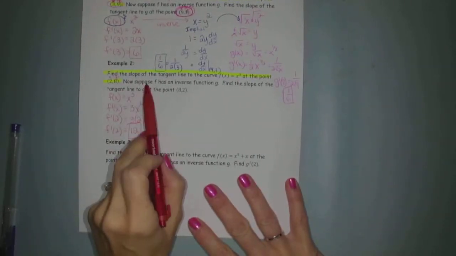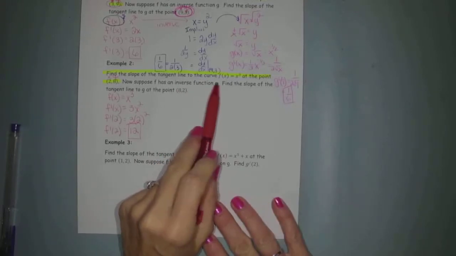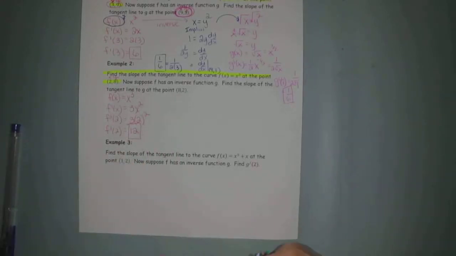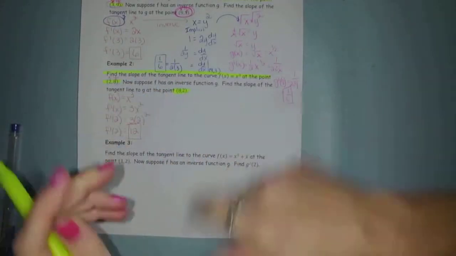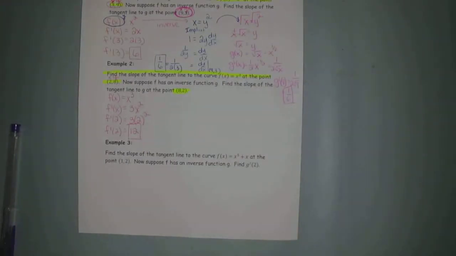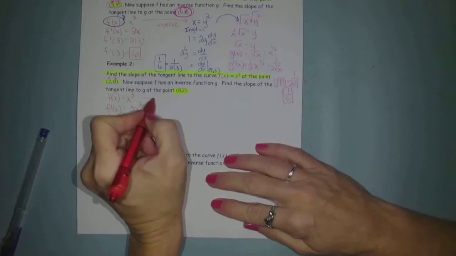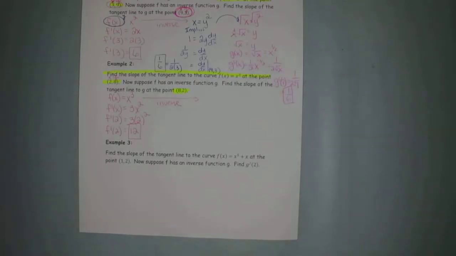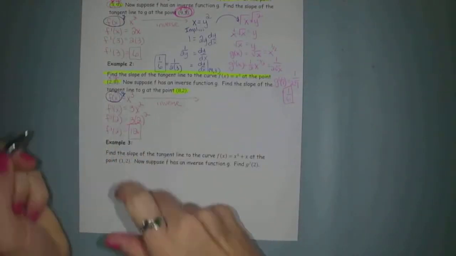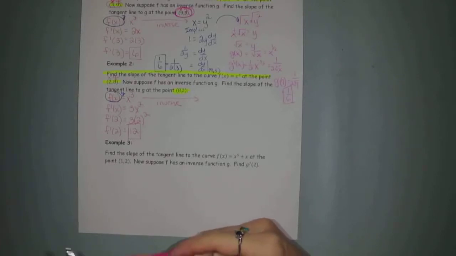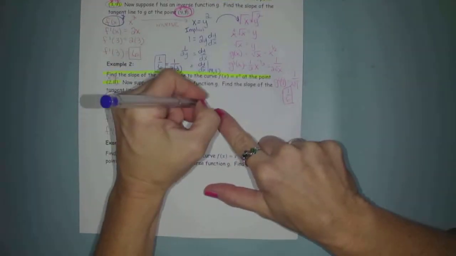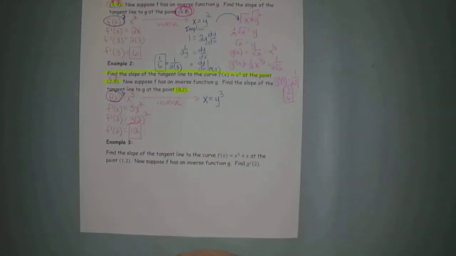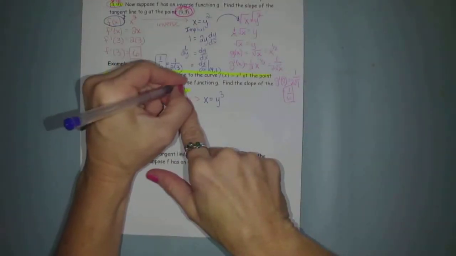Now suppose f has an inverse function, g. Find the slope of the tangent line to g at the point 8, 2. See how the point flipped around? X and y changed. That's the definition of inverse, so we'll go for it. So we're going to throw our function through the inverse machine, my imaginary inverse machine. And so if we think of f of x as being like y, we have y equals x cubed. So if we switch it, we're going to have x equals y cubed, and that's the inverse. Now I want the slope of that inverse at this new point, 8, 2.